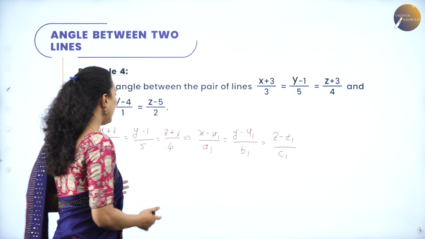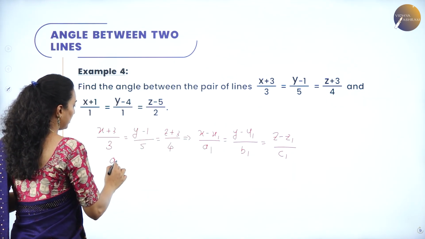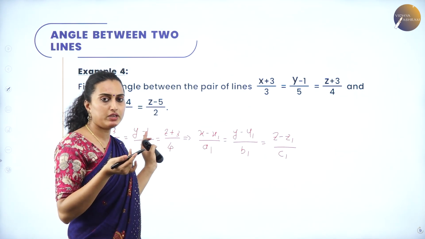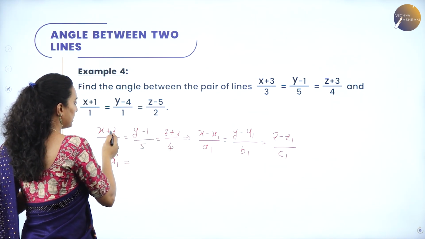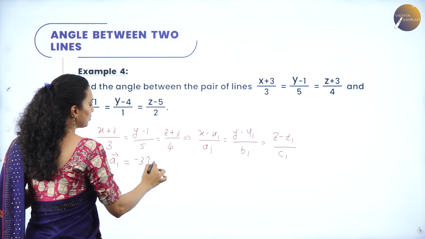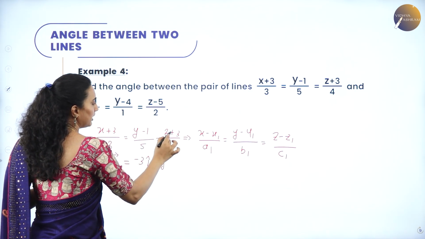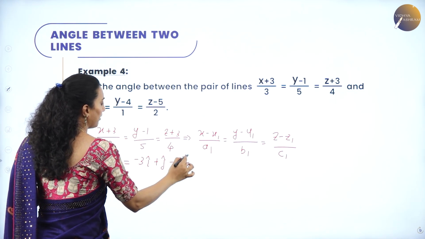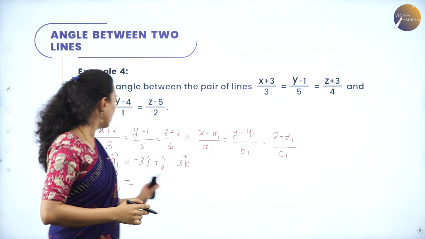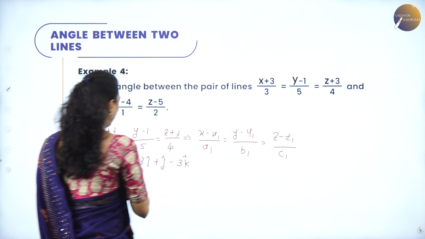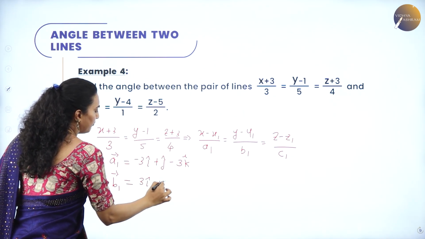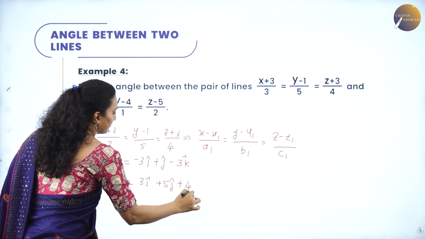So therefore, here the a vector, that is the a1 vector, will be equal to what? x minus of minus 3 means x1 is equal to minus 3. So therefore, the a1 vector takes the value minus 3i. Again, y minus 1, so y1 value is 1. So plus j. And z minus z1, here z minus of minus 3, so minus 3k. This is the a1 vector. Now consider the denominator, which is the b1 vector. So the b1 vector is nothing but the denominators 3, 5 and 4. So therefore, 3i plus 5j plus 4k, that's it.